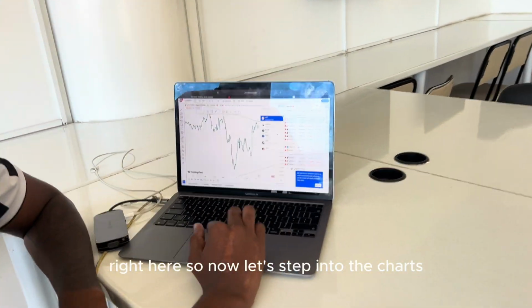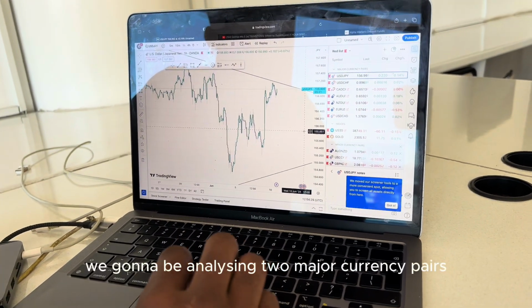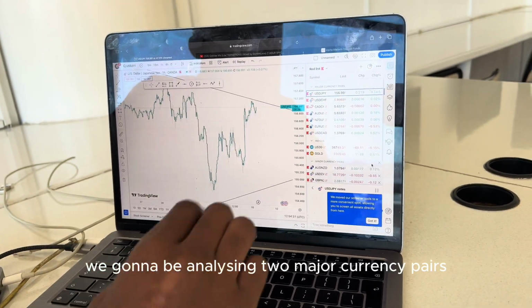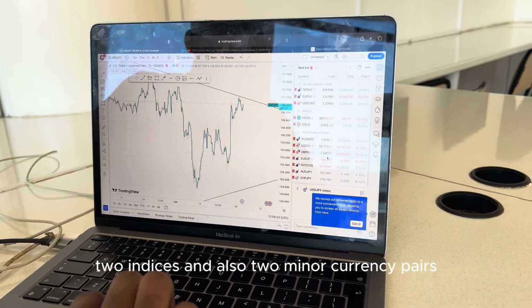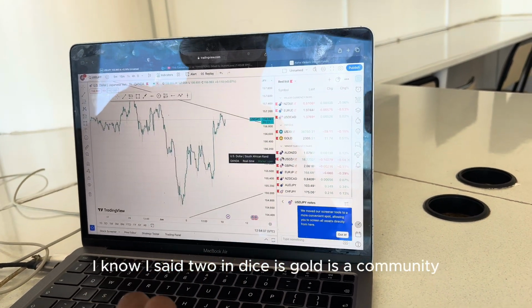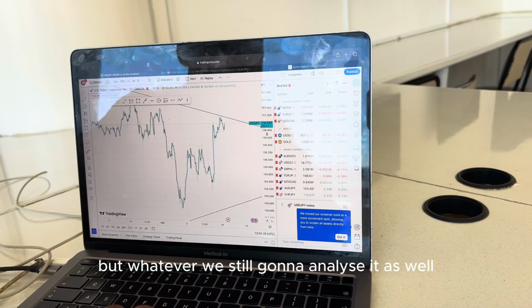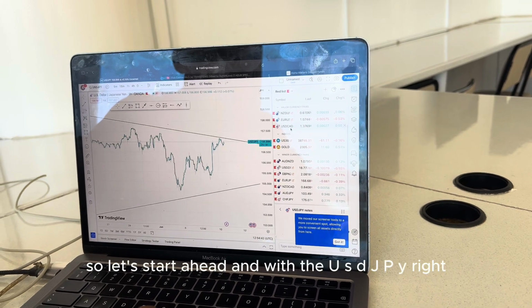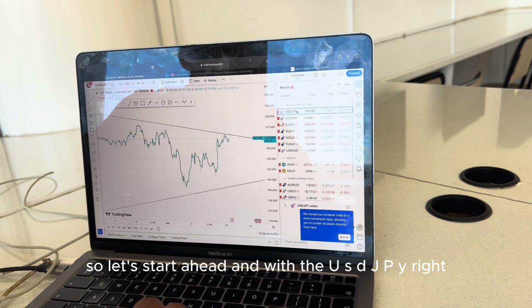So now let's step into the charts. We're going to be analyzing two major currency pairs, two indices, and also two minor currency pairs. I know I said two indices. Gold is a commodity, not an index, but whatever, we're still going to analyze it as well. So let's start with USD JPY, right?